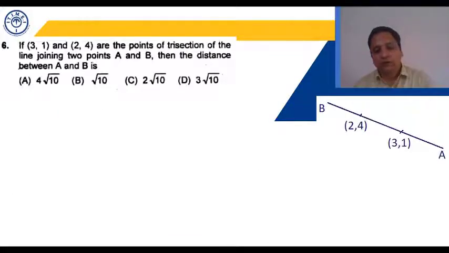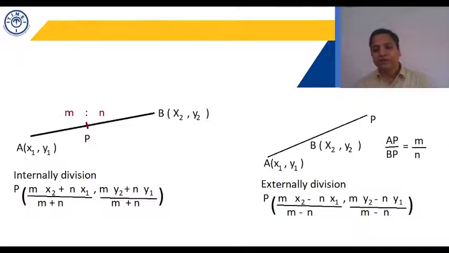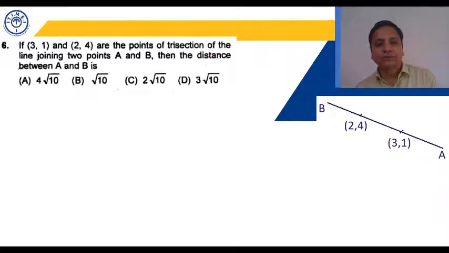Moving further, we have learned two formulas, one for internal division, another for external division. Internal division when point P lies inside, and external division when point P lies outside the join of the points. What do we require in this case to find the coordinate of P? Coordinate of A, coordinate of B, and the ratio in which it is divided. So these three things are required to find the coordinate of P. Now let's apply this in some questions.